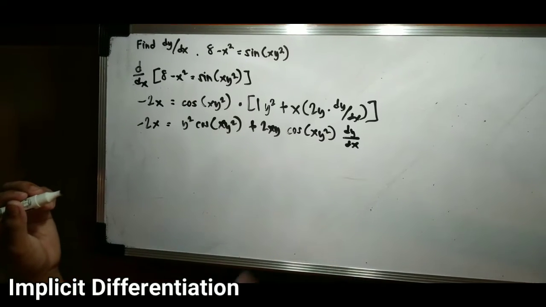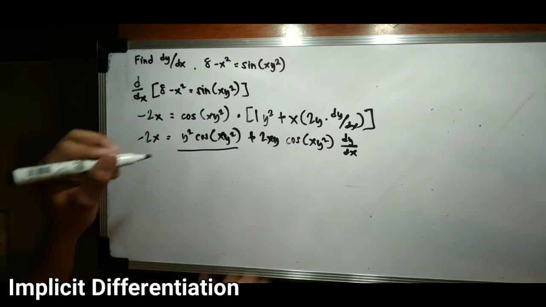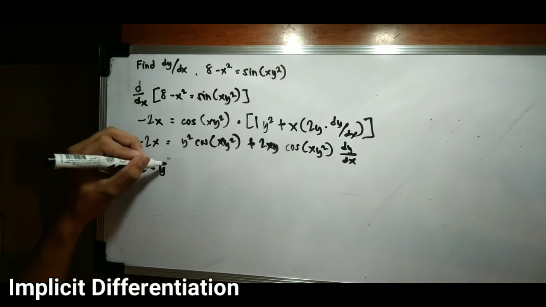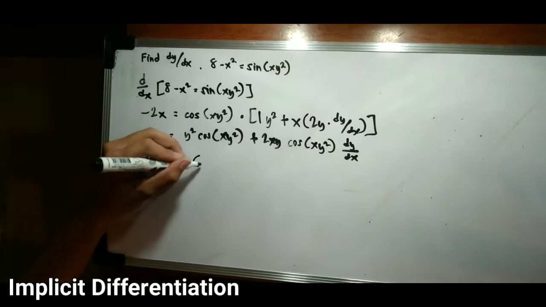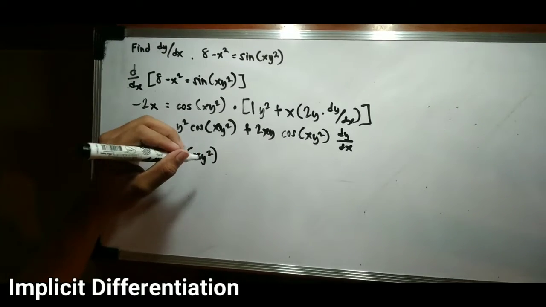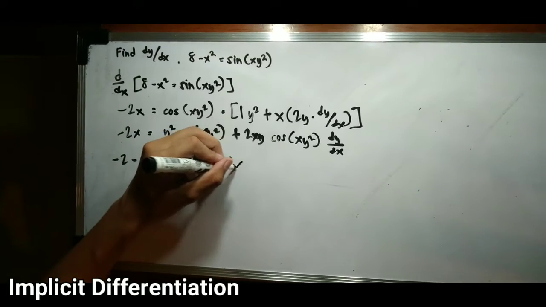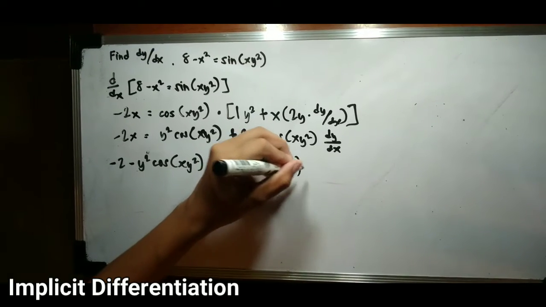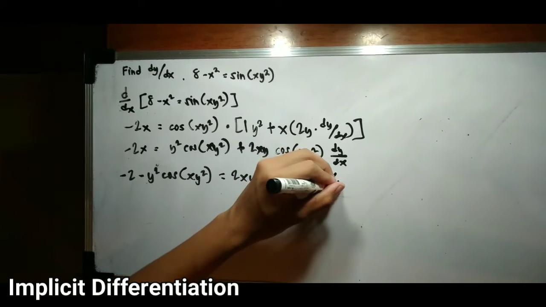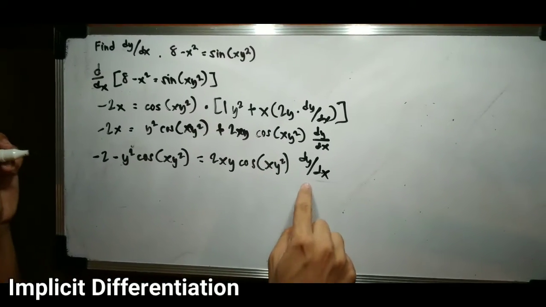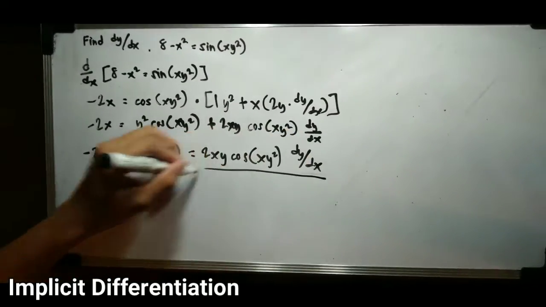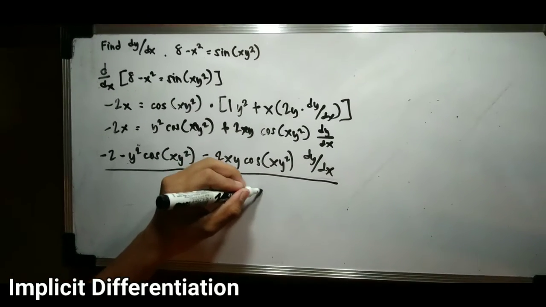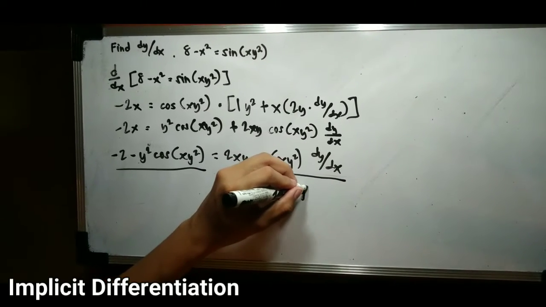So now, to isolate dy over dx, we will transpose this to the other side. So this will become negative 2 minus y squared cosine xy squared equals 2xy cosine xy squared times dy over dx. To further isolate dy over dx, we will divide both sides by 2xy cosine xy squared.